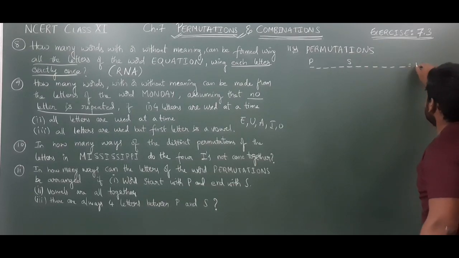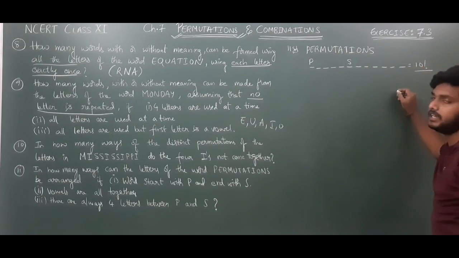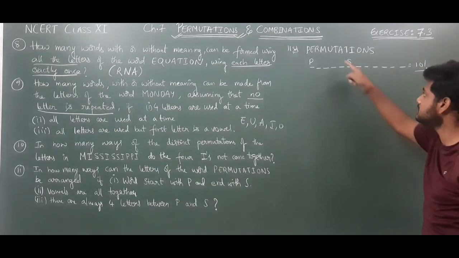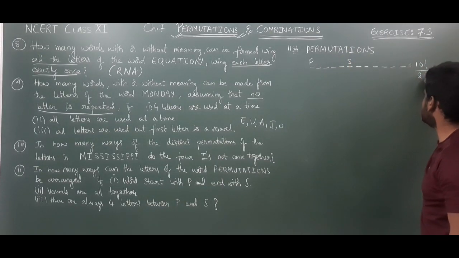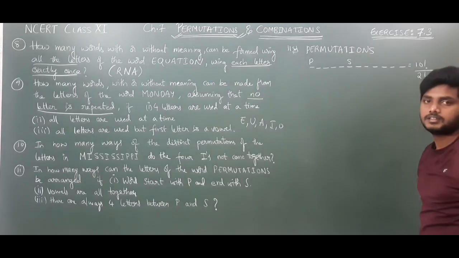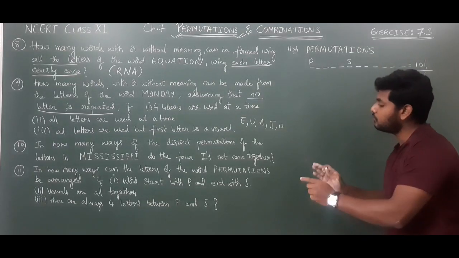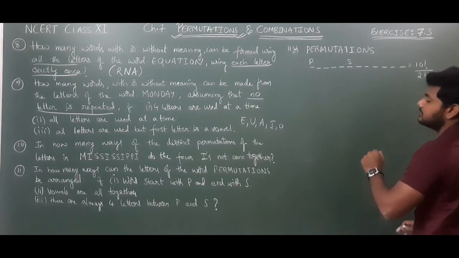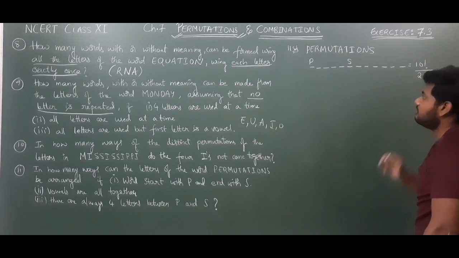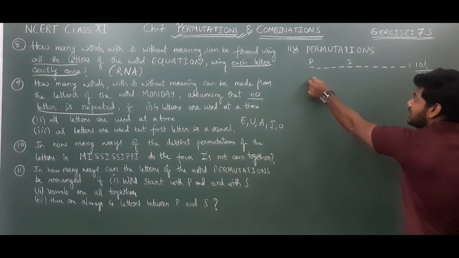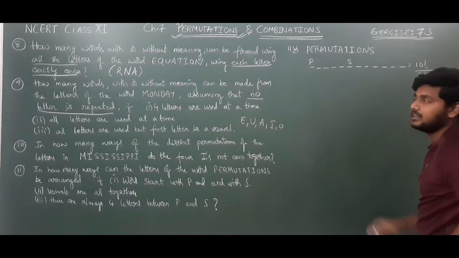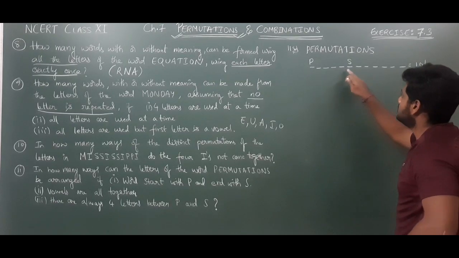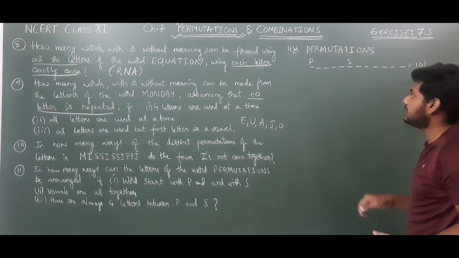So it will be 10 factorial divided by any repeated letters? Yes, T is repeated 2 times, so 10 factorial by 2 factorial. Right? There are always 4 letters between P and S. So this is one way, when P is at the starting place and S is at the 6th place. I will tell another way.